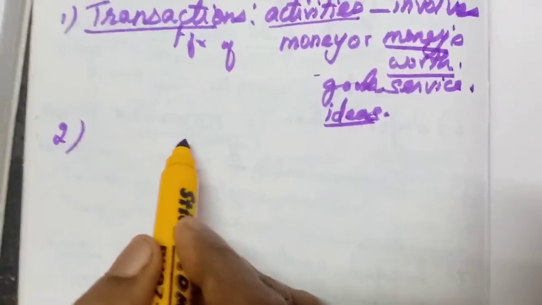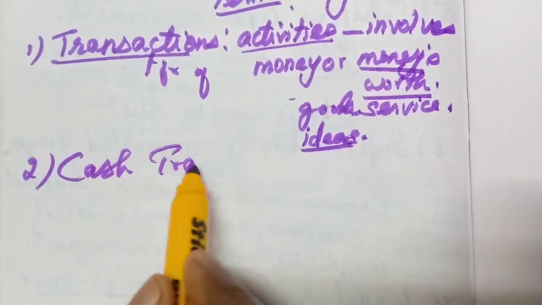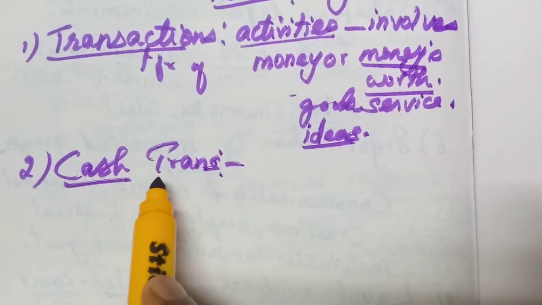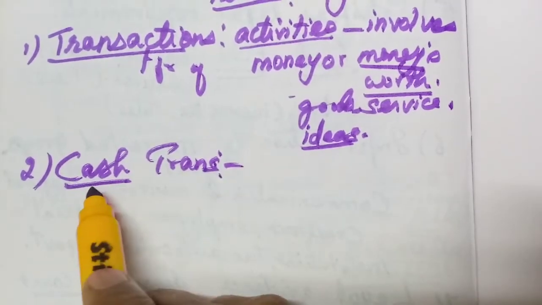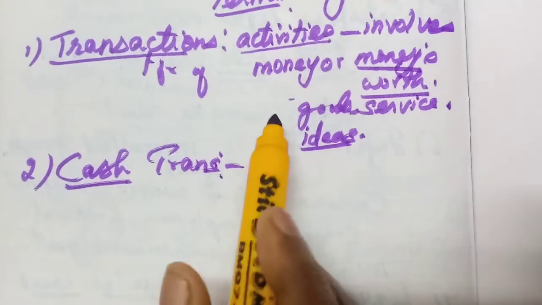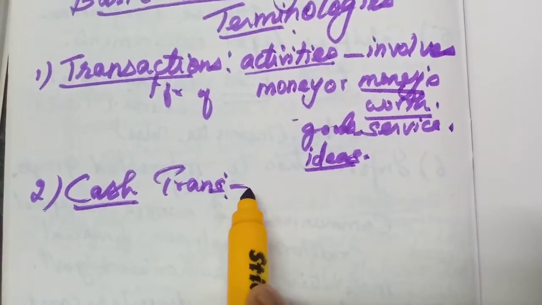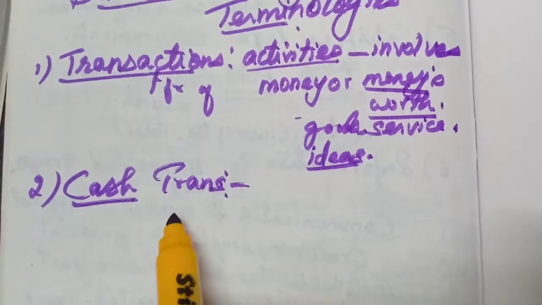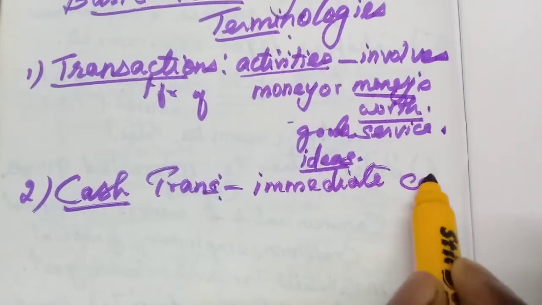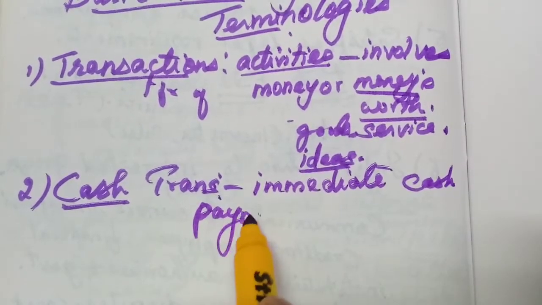Second one. Here, this transaction we should learn. Transactions are divided into two, either cash transaction or credit transaction. We know if we pay cash or receive cash, that transaction is called a cash transaction. That means immediate cash payment. If we pay cash or receive cash at the time of the activity, soon after that activity, that is called a cash transaction. So in short, immediate cash payment or receipt at the time of the transaction is called a cash transaction. Understood?